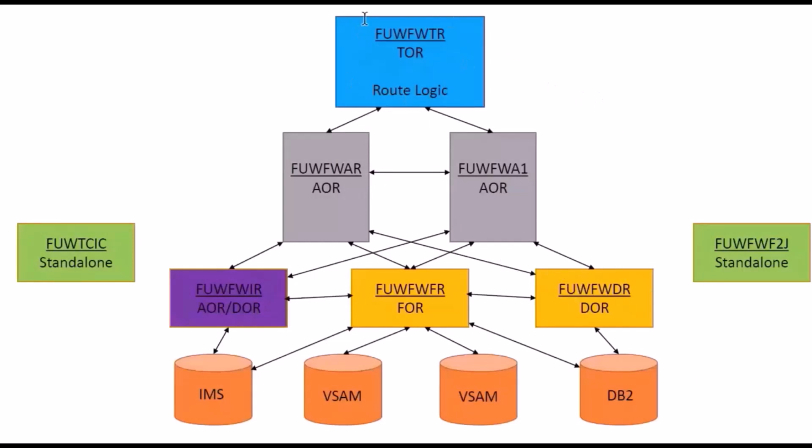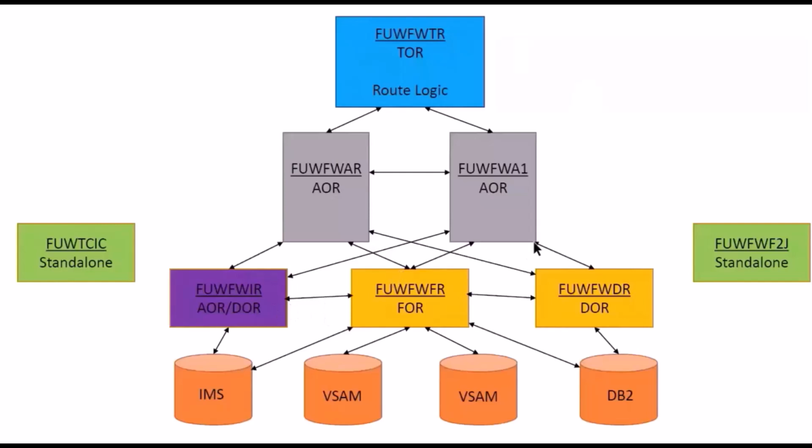So I have a terminal owning region, also used for routing logic, and it dynamically routes workload between two different AORs, A1 and AR. So I never really know where the workload's going to go. And then if it needs to access DB2, it'll ship a request to the DR region. If it needs to access VSAM, it'll ship a request to the FR region. If it needs to access IMS, or if I'm using distributed program link, I'll see transactions running in IR.